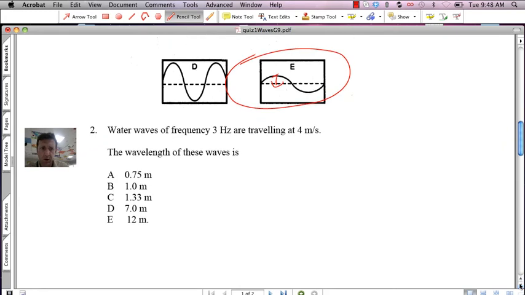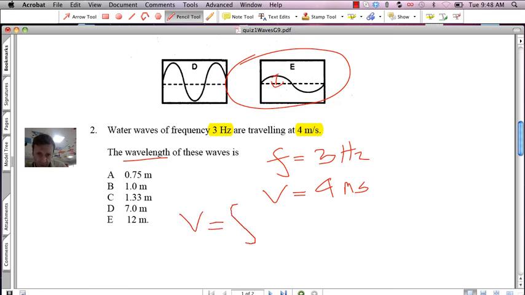Now number 2. Water waves of frequency 3 Hz are travelling at 4 meters per second. So what information do I have? I have a frequency equals 3 Hz. I have a speed v equals 4 meters per second. I'm looking for a wavelength. Do I have a formula that relates all three? By Jove, I do. V equals f lambda.